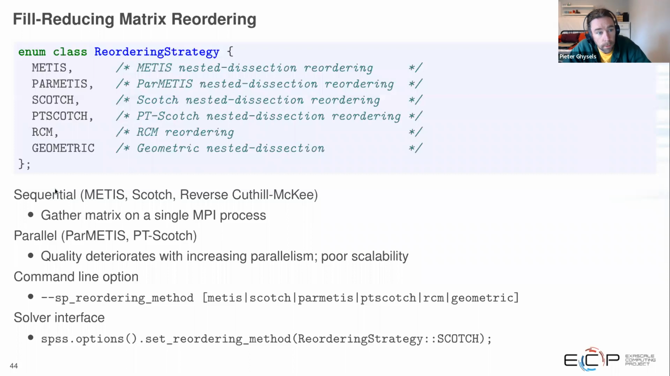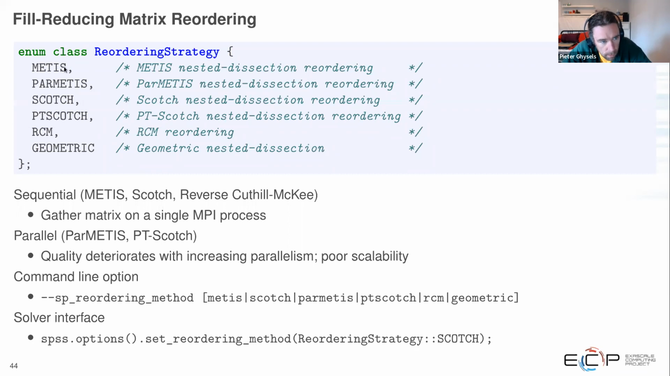Okay, so now about the fill reducing ordering. The default is METIS, but we also have PARMETIS, which will only work in parallel. We have Scotch, PT-Scotch, and RCM. This is reverse Cuthill-McKee, which is not really a good fill reducing ordering, but it's there if you want to try it. And we also have a geometric nested dissection code, which only works for regular meshes like finite difference discretizations. But in this case, you have to specify the mesh dimensions. I'll come back to this.